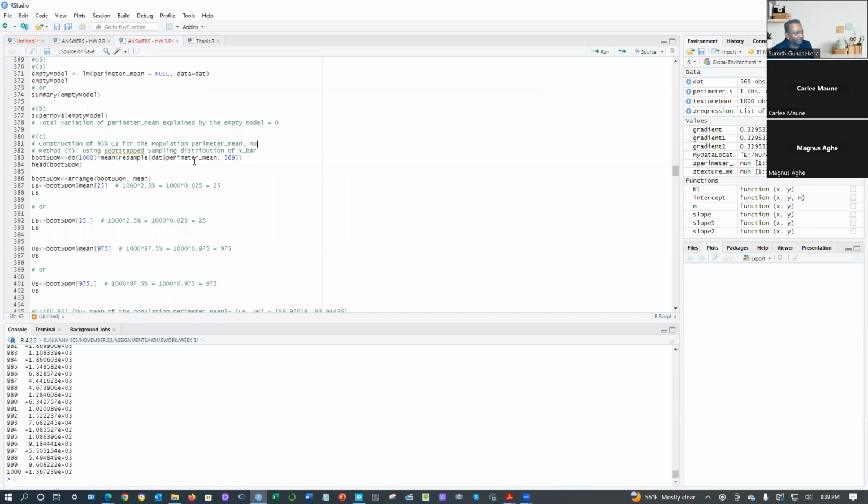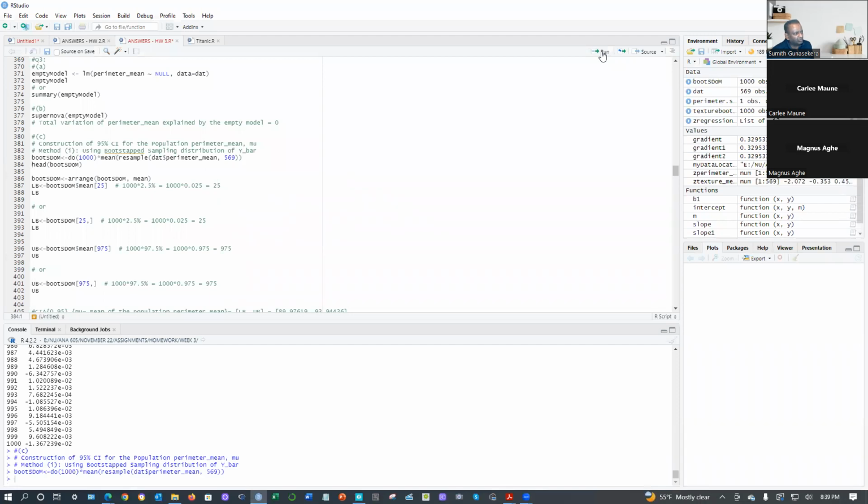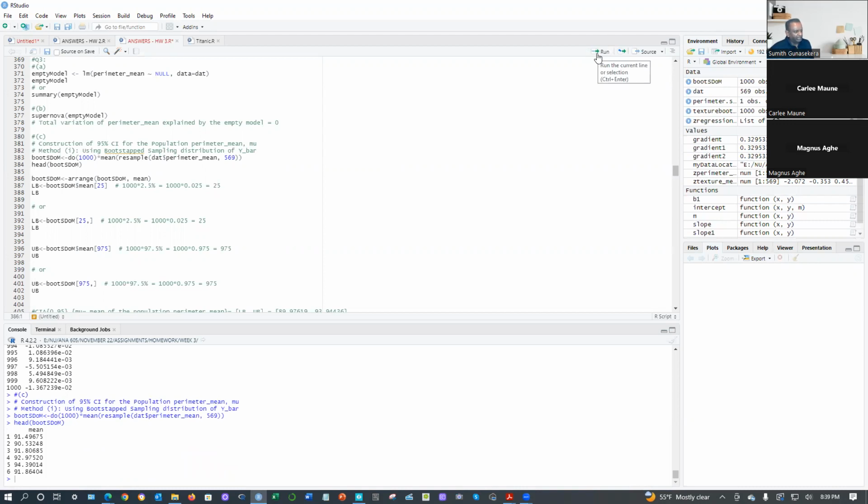So bootstrapping, how do you do that? You go to the resample, get the data, go to the perimeter mean. How many patients? 569. The data sample size is this much. I got the sample. I found the mean. I'm going to do that several times. I get the first 6 entries of the boot. I'm going to simulate the perimeter mean with the aid of the sample I already have.